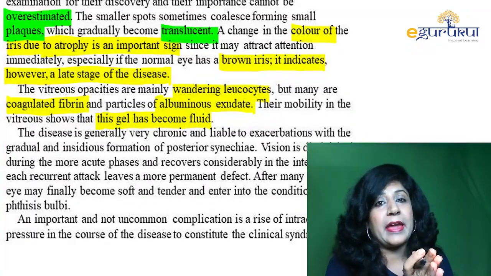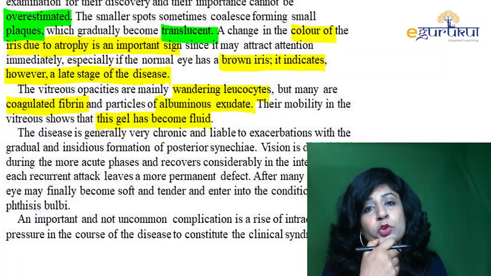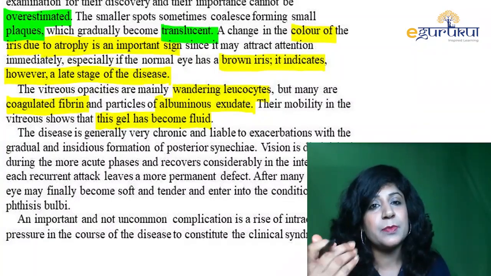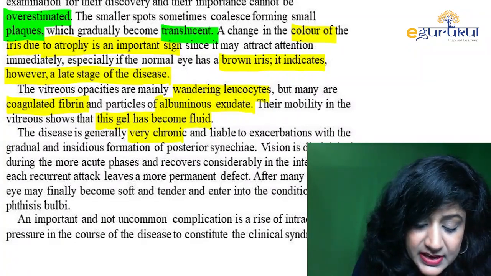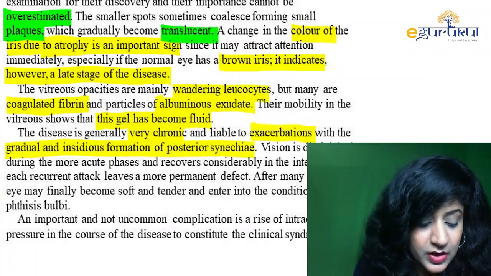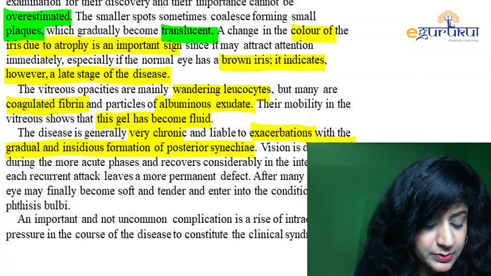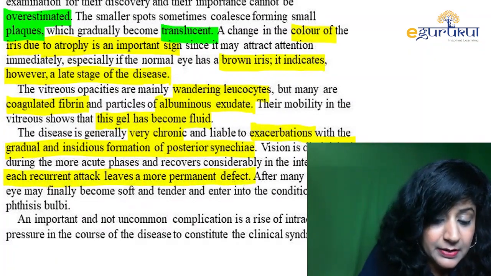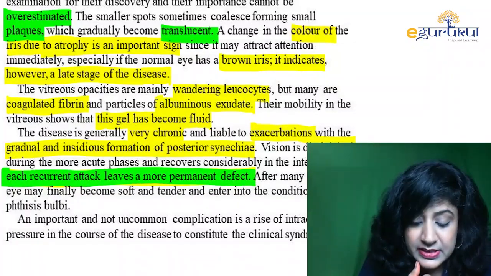So if they are mobile, and the vitreous was supposed to be gel-like, that does not go well. That means there is also a degeneration in the vitreous, and the vitreous has been liquefied. The disease is generally very chronic, liable to exacerbations, with a gradual and insidious formation of posterior synechiae. Vision is diminished and it recovers considerably in the intervals, but each recurrent attack leaves a more permanent defect. Again, an important thing: if there are more recurrent attacks, there is more disability.